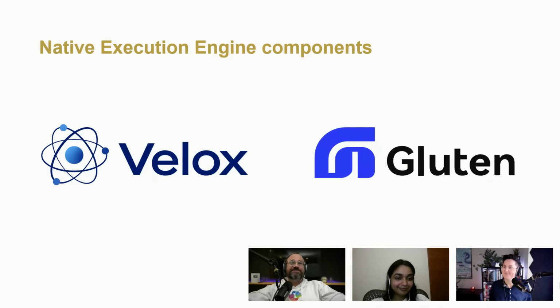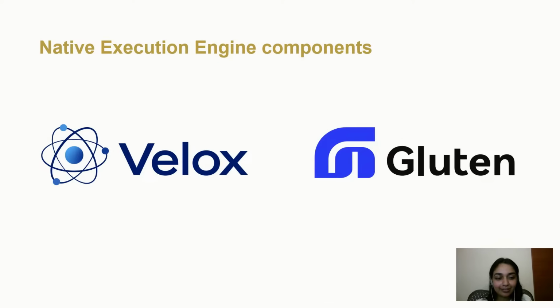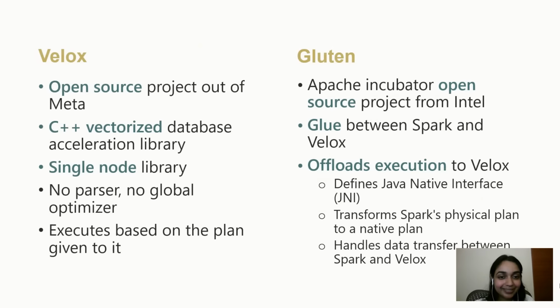Over to Ankita. Okay, so let's jump in and figure out what the native engine is. Where is all this boost coming from? What exactly is it doing? Aligned with Microsoft's commitment to open source, the native execution engine is comprised of two open source components, Velox and Gluten. Next slide, please. Thank you.